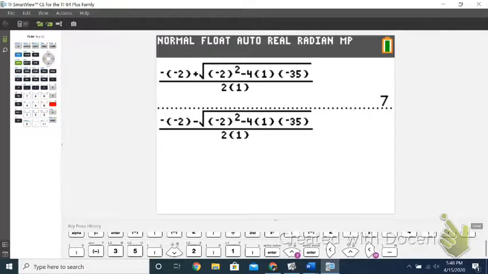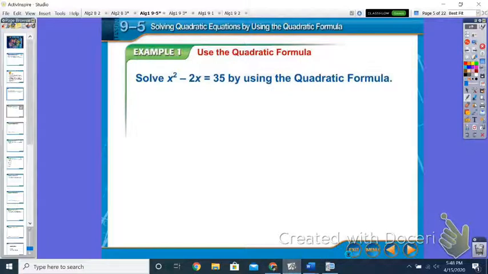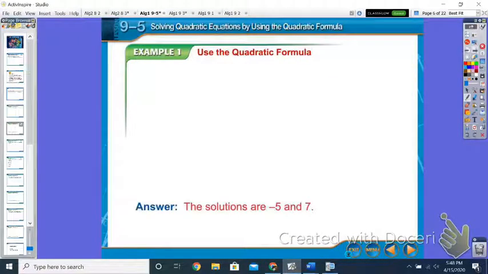So the first time was a plus, second time was a minus, and I'm going to hit enter, and it says -5. So for the record, if I go back to our notes, there you go. The solutions are -5 and 7.